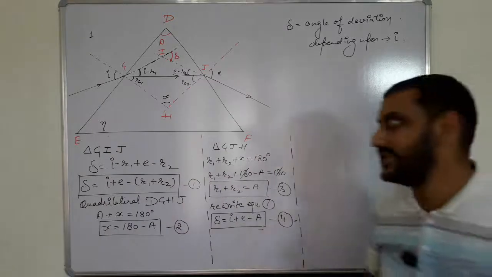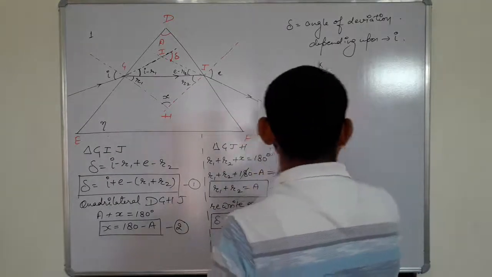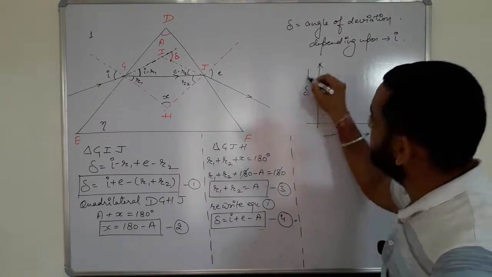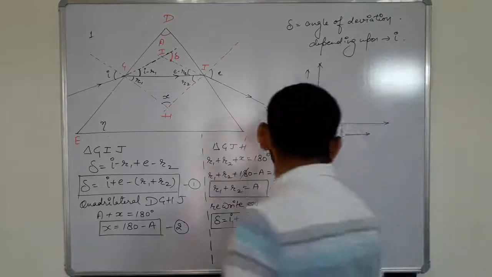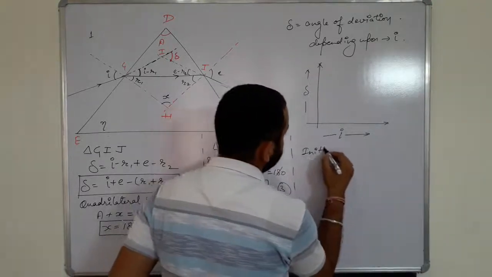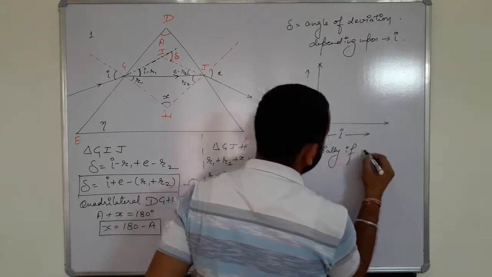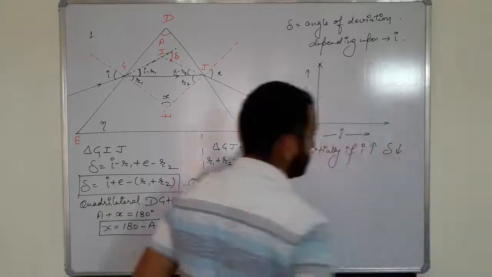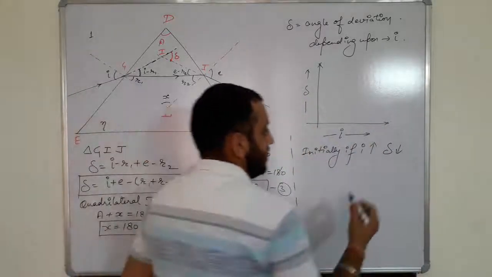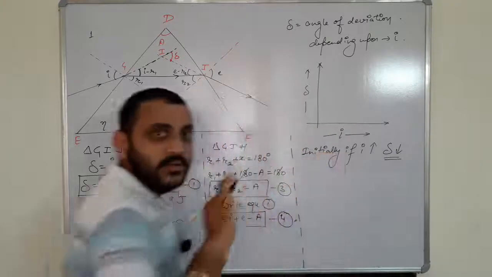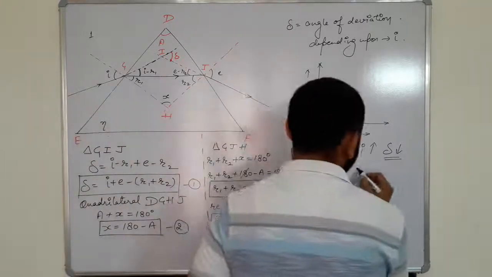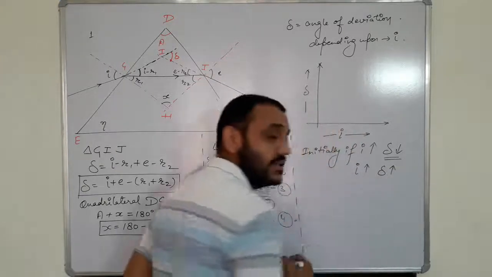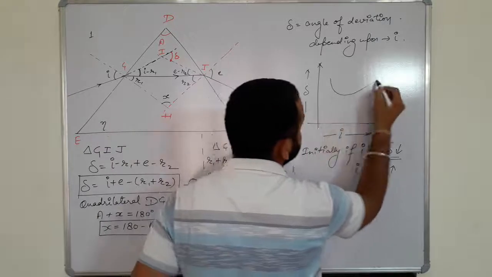That particular dependency is that when we plot a graph between angle of incidence and angle of deviation, then what we observe is that initially, if the angle of incidence is increasing, then delta keeps on decreasing. After that, delta attains its minimum value, and then finally, if we keep increasing I, delta starts increasing. Means the graph will be somewhat like this.